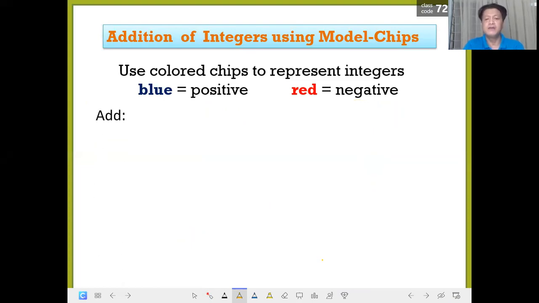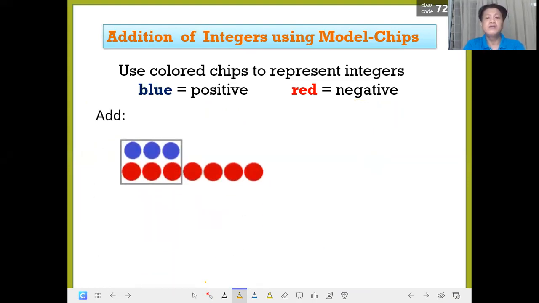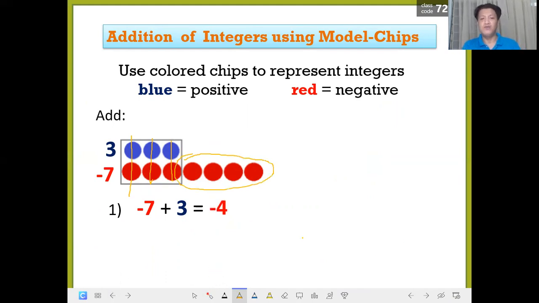Okay, next, add the given chips. We have 3 blue chips, that is positive 3, 7 red chips, negative 7. Then represent using the addition operation, that is negative 7 plus 3. Paano ko malalaman yung aking sum or sagot? Ipa-partner natin. Kung meron kang tatlong blue chips, i-partner mo isa-isa dyan. Tapos, since wala ka ng blue dyan, may natira pang 4 na red chips. So since wala na silang kapartner, yan na po yung ating sagot dyan. Kaya the answer is negative 4, or the sum is negative 4.